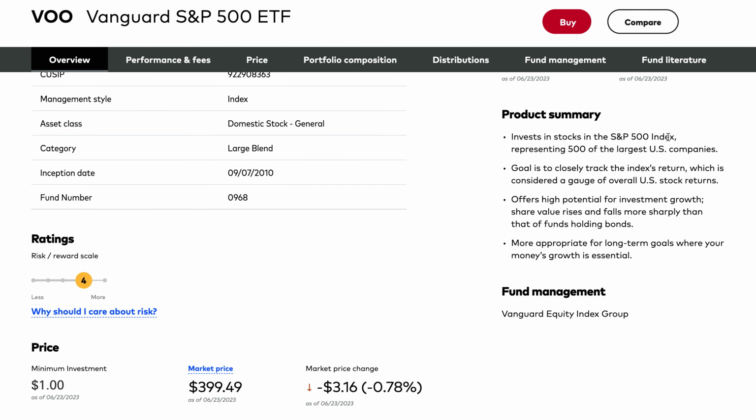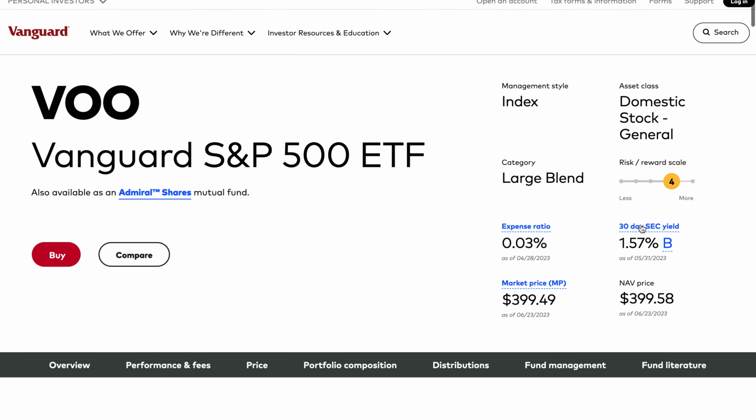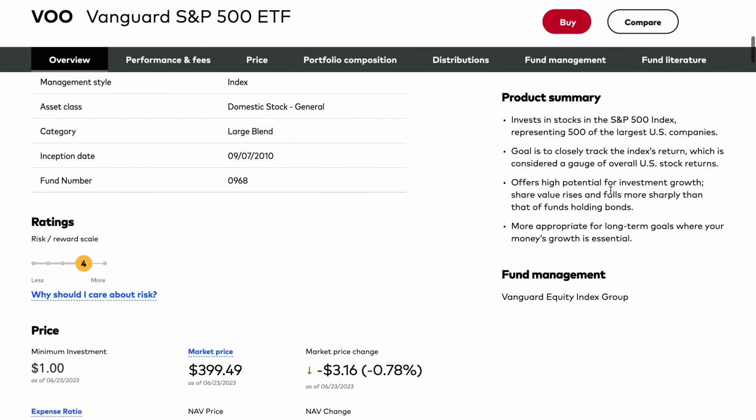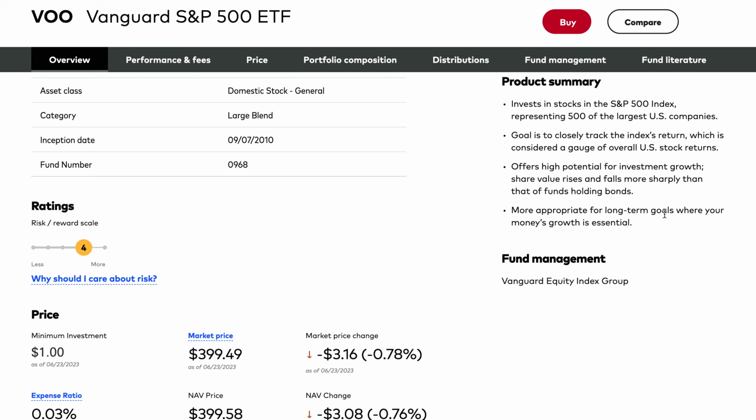Invest in stocks in the S&P 500 index, like we said, representing 500 of the largest US companies. The goal is to track or closely track the index's return, which is considered a gauge of the overall US stock returns. Offers high potential for investment growth. Share value rises and falls more sharply than that of funds holding bonds. So again, that is reflected here in this risk reward scale. It does fall more sharply, but you have a higher potential for future returns. So it's more appropriate for long-term goals where your money's growth is essential. So you're holding this one for the long term.